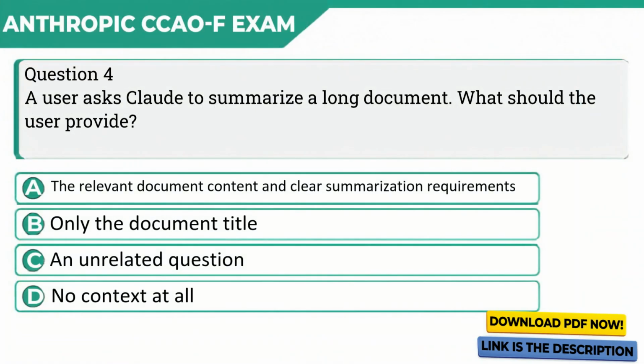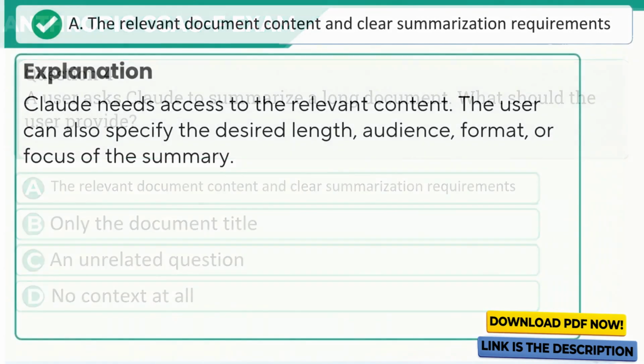Question 4. A user asks Claude to summarize a long document. What should the user provide? A. The relevant document content and clear summarization requirements. B. Only the document title. C. An unrelated question. D. No context at all.